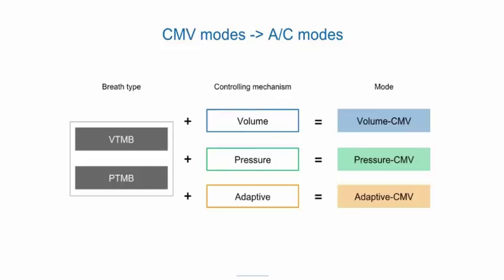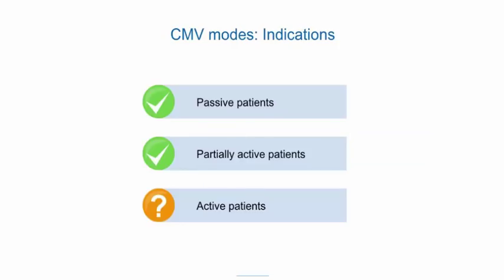Both VTMB and PTMB can be volume-controlled or pressure-controlled or adaptive-controlled, forming three individual CMV modes: volume CMV, pressure CMV, and adaptive CMV. In a CMV mode, both VTMB and PTMB are always the same in controlling mechanism. CMV modes are widely used. They are indicated for both passive patients and partially active patients. It is a possible, but not optimal choice for active patients because patient-ventilator asynchrony may occur.